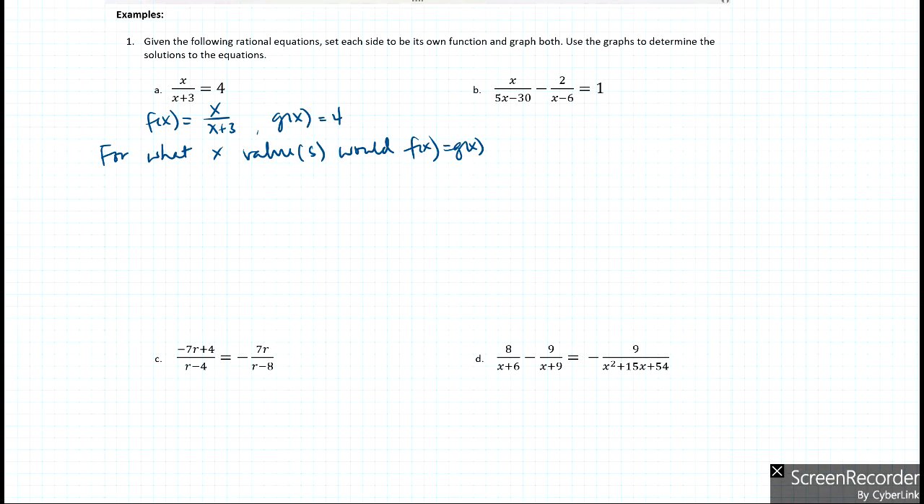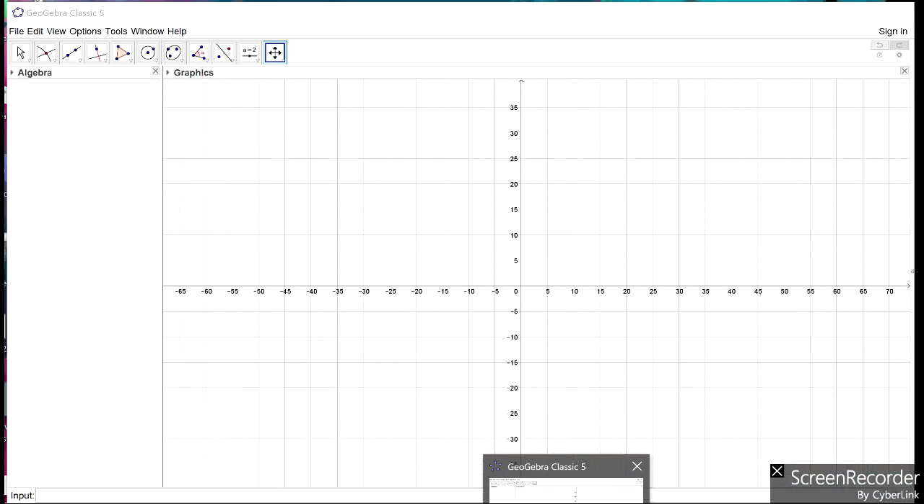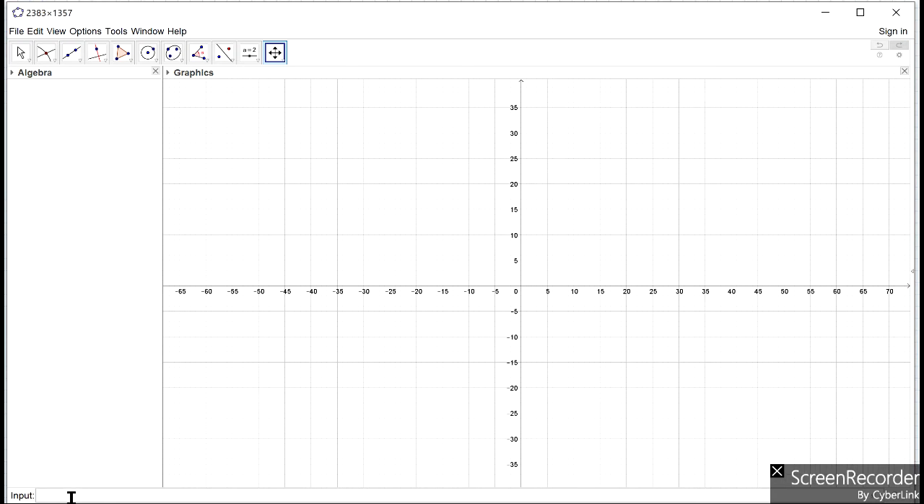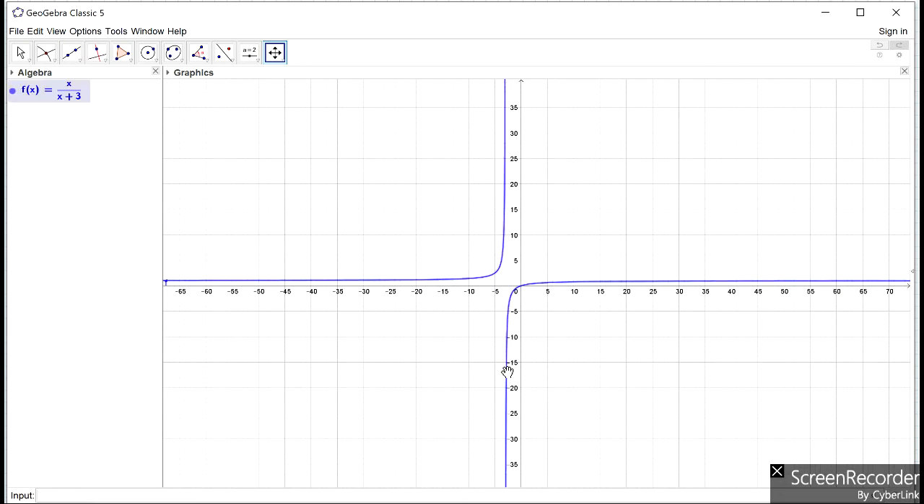So going to GeoGebra, the first function we have is x over x plus 3. I'm going to go ahead and put that into the input, and we have x over x plus 3. Make sure you put x plus 3 in parentheses in the denominator over here, and that's what the graph looks like once we graph it. Then we also have g of x equal to the constant 4, so we can go ahead and graph that as well. Once we graph them, we can see right away in the window that we have an intersection of the two curves. As we said, in order to solve the equation, that's exactly what we're looking for.